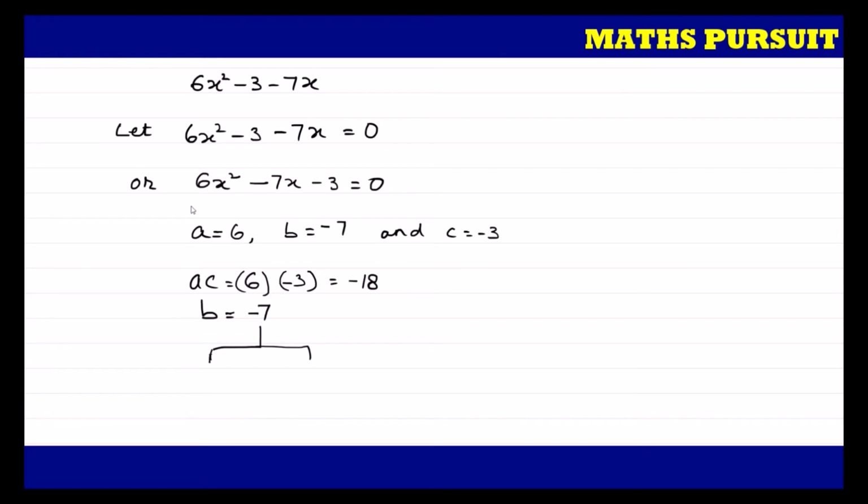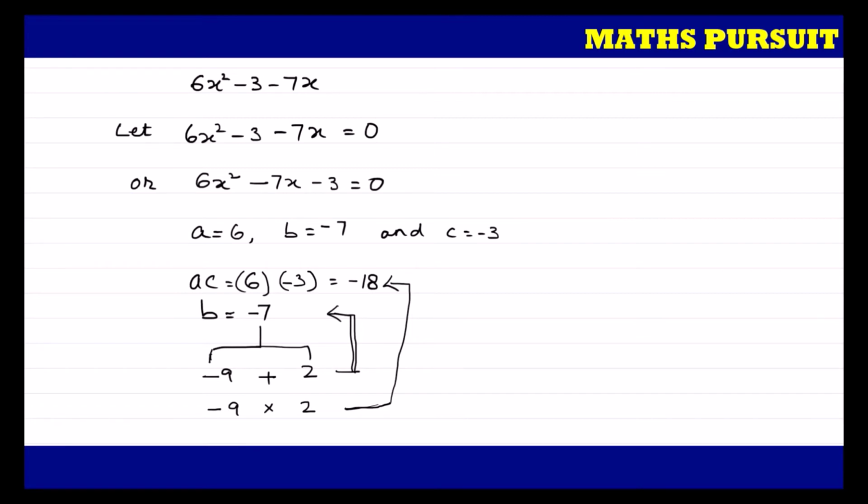If I write minus 7 as minus 9 and 2, and if I add, you could see that I am getting minus 7. If I am adding minus 9 plus 2, I am getting minus 7, and if I multiply these two, I am getting minus 18. This is what the rule says.